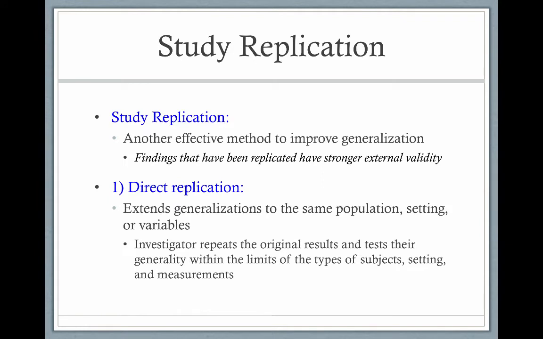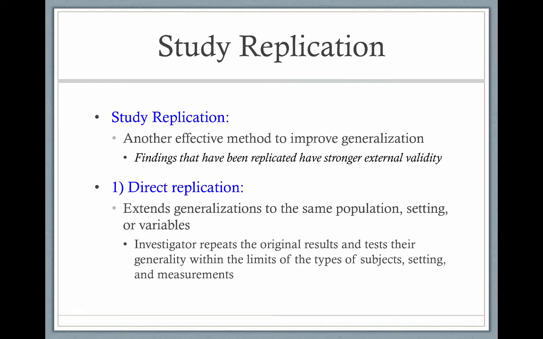Study replication is another effective method to improve generalizations. Findings that have been replicated have stronger external validity. So remember that video we watched from Amy Cuddy, and then I showed you that article where a lot of her research was debunked because it wasn't able to be replicated. So replication helps improve generalization.